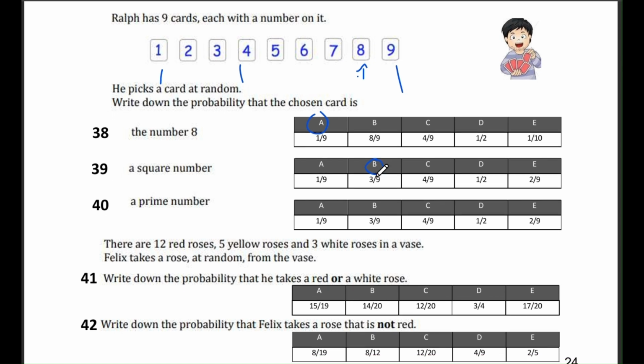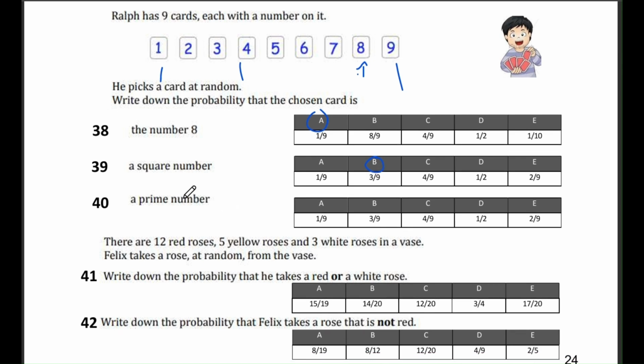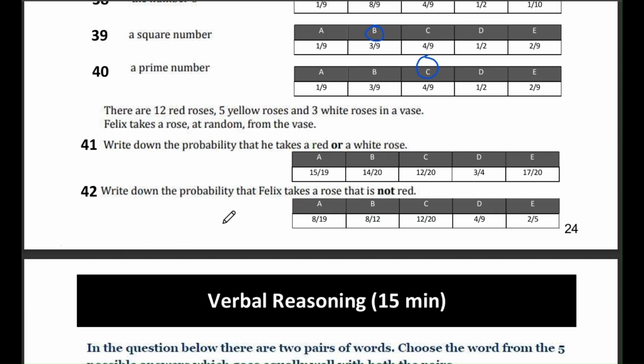Now for question number 40. What is the probability that the chosen card is a prime number? Our options are A is 1/9, B is 3/9, C is 4/9, D is 1/2, and E is 2/9. The answer is option C, 4/9. The prime numbers between 1 and 9 are 2, 3, 5, and 7, which means there are 4 out of 9 cards.